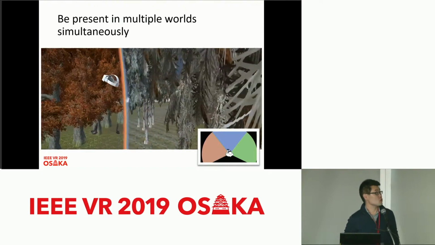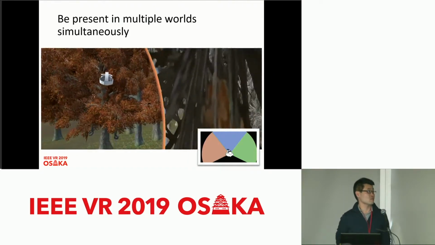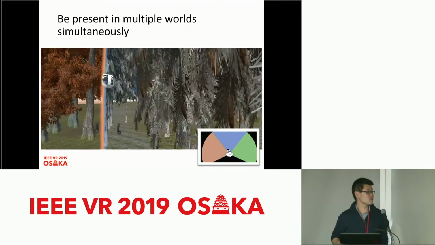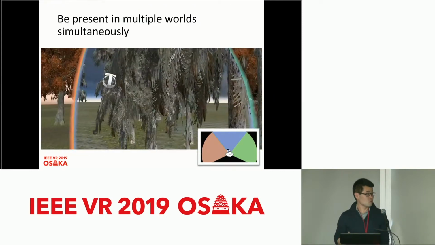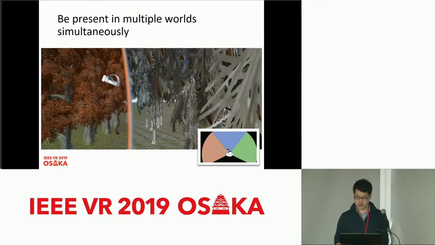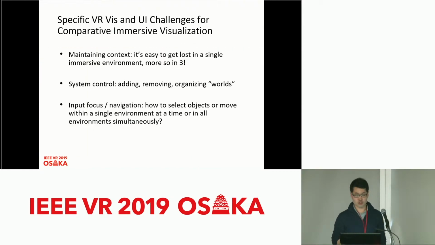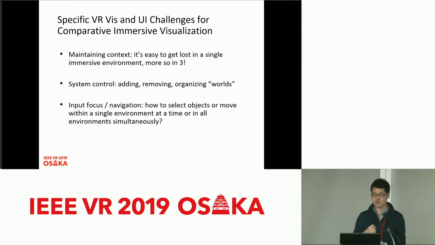So our approach is to be present in multiple worlds simultaneously. We do this by dividing the volume surrounding the users into wedges, like volumetric portals. But our approach of dividing the space into wedges gives us these four problems: maintaining context, system control, input focus, and navigation.